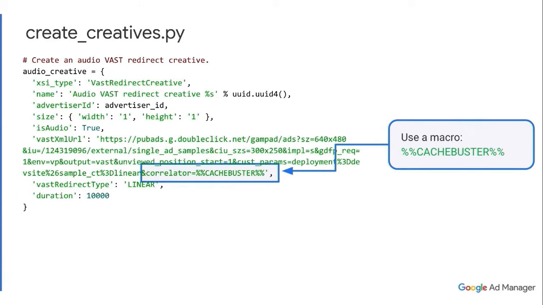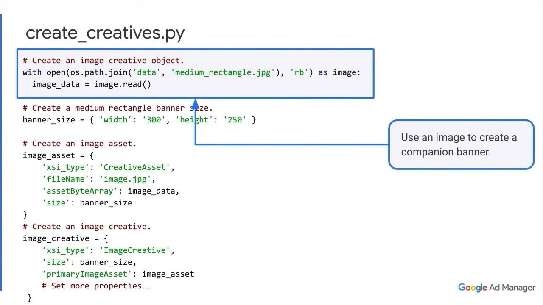Please note that Ad Manager ad servers prevent serving the same ad to the same user multiple times. This feature is called frequency capping. For my testing purposes, I append a correlator parameter with a cache buster macro to the VAST XML URL. This will make the redirect calls to Ad Manager ad servers appear to be unique so that I can get the same ad multiple times. That's it for the audio creative.